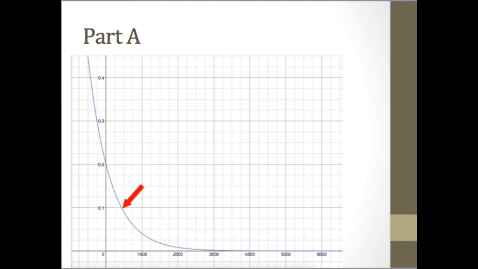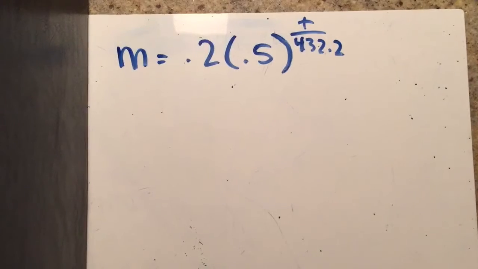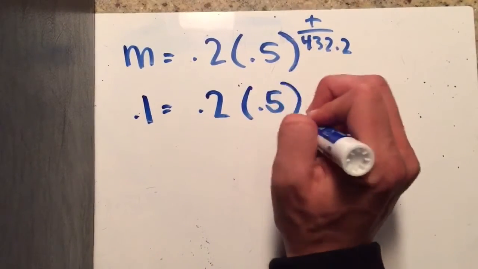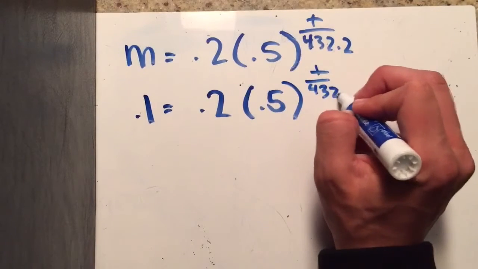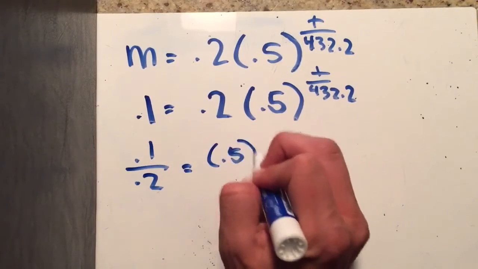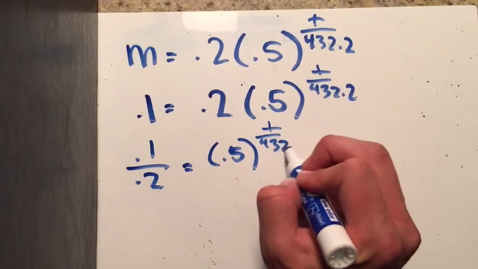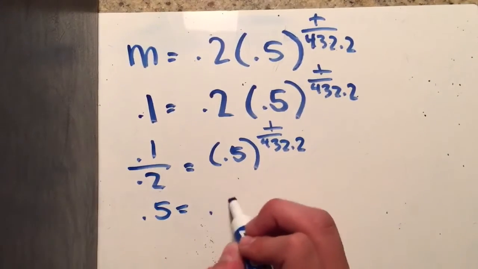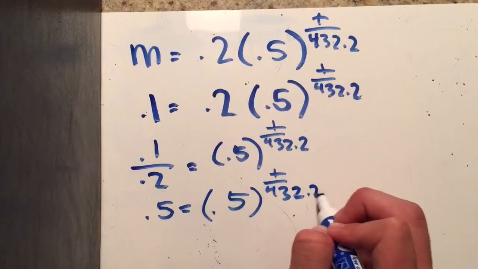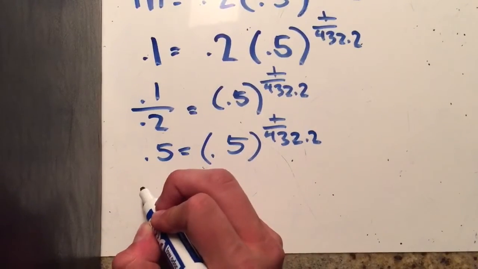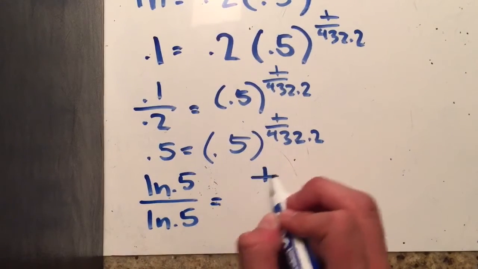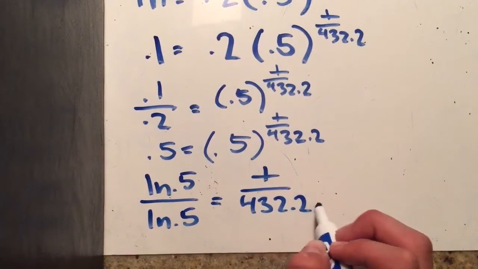Ln is the method that is used to solve when there is an unknown in the exponent. I start off my solution with the original equation of m equals 0.2 multiplied by 0.5 to the power of t over 432.2. I then set my original equation to equal 0.1 because it's half of 0.2. I then divide the 0.1 by 0.2, setting that equal to 0.5 to the power of t over 432.2. I get 0.5 equals 0.5 to the power of t over 432.2. I then divide each side by ln of 0.5 in order to get the exponent down. I then get 1 equals t over 432.2. I cross multiply to get t equals 432.2.